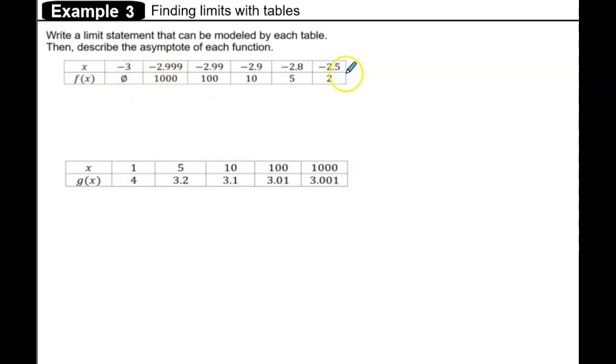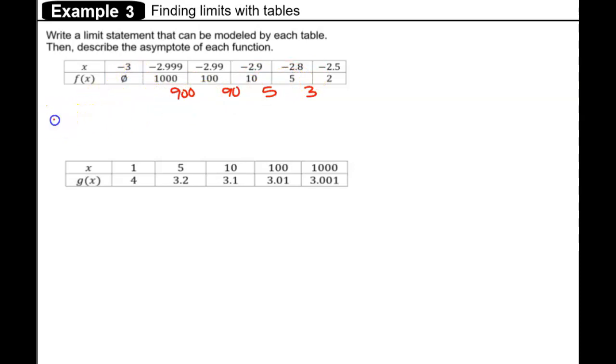So as we come from the right side towards -3, we see the y values are getting bigger and bigger. At first, that distance between them is pretty big. From 2 to 5 is a difference of 3. From 5 to 10 is a distance of 5. From 10 to 100, that's a difference of 90. And then from 100 to 1,000, we can see how this is getting really, really steep as we come closer and closer to that asymptote.